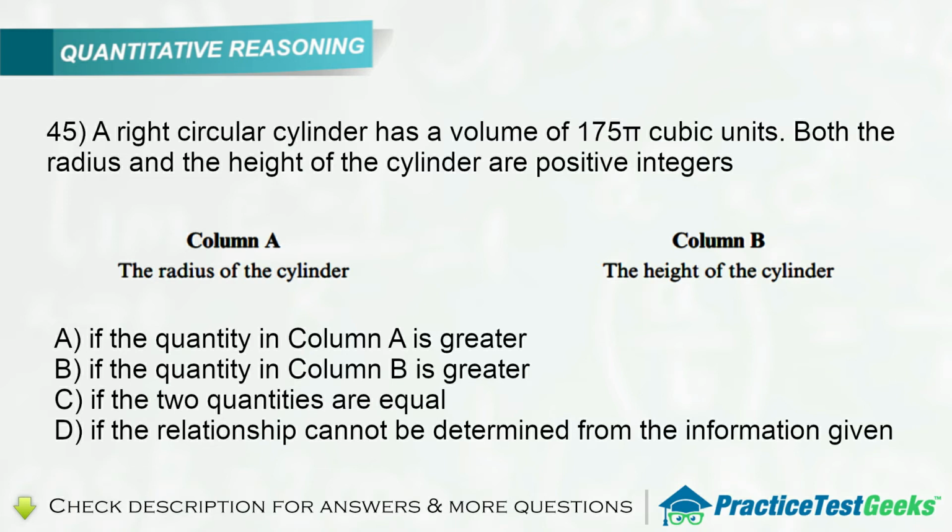A. If the quantity in column A is greater. B. If the quantity in column B is greater. C. If the two quantities are equal. D. If the relationship cannot be determined from the information given.